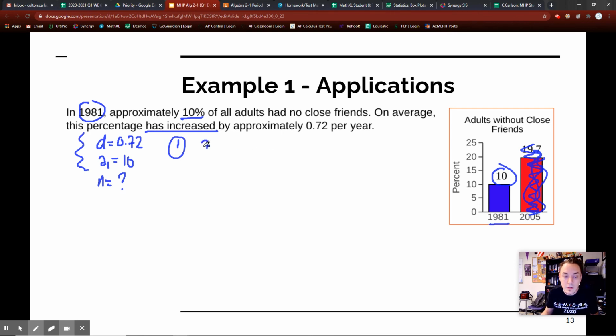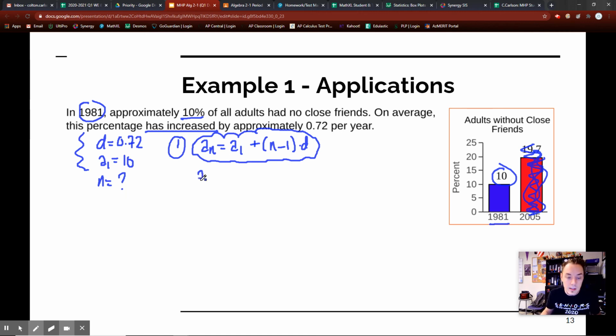I'm going to use my normal explicit formula, a sub n equals a sub 1 plus parentheses n minus 1 times my d value. So I'm going to cloud this. This is not my answer. That's why I'm clouding it. It's not a box. My answers are boxed, not clouded. So this is a formula that I'm going to use.